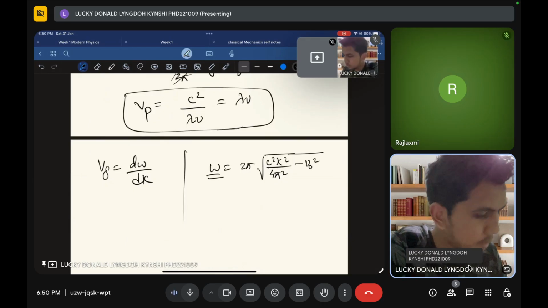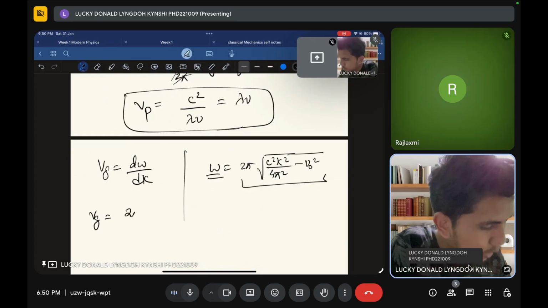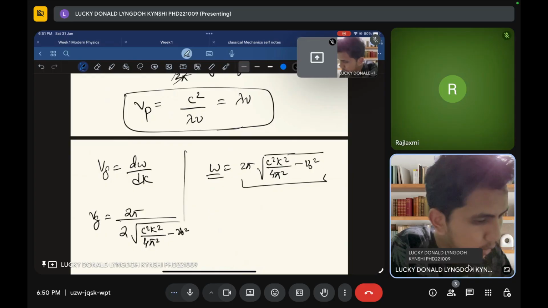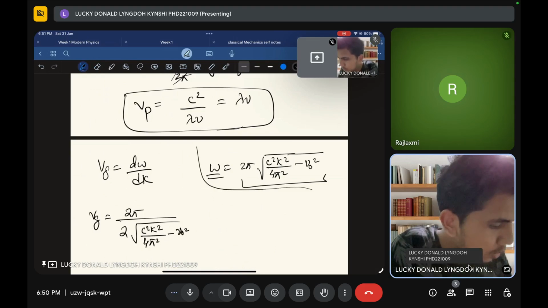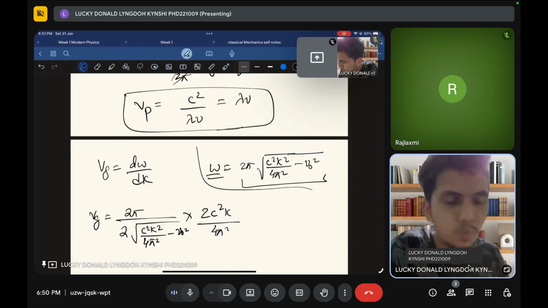So what happens is that Vg is equal to d by dk, so you have to differentiate this with respect to k. You will get 2 pi, and if you differentiate with respect to k you get 2 and root over c square k square by 4 pi square minus mu naught square, into the derivative of the first term, 2 c square k by 4 pi square, and since this term is constant, it will go to 0.